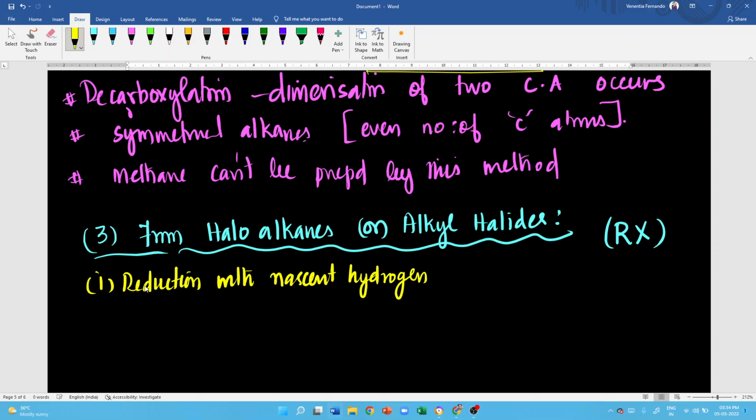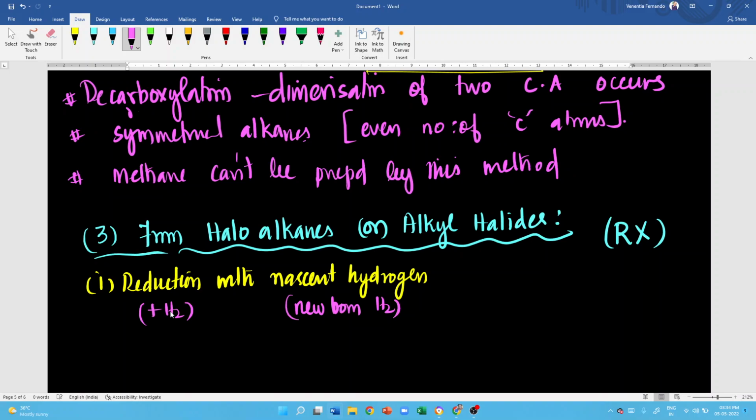So what is nascent hydrogen? Reduction you already know. Reduction is nothing but addition of hydrogen. Here we are not going to add hydrogen directly. Instead of hydrogen, we are going to add nascent hydrogen. So what is the meaning of nascent? Nascent means newborn hydrogen. At that particular time, the hydrogen is being formed. That hydrogen is going to reduce the haloalkanes.